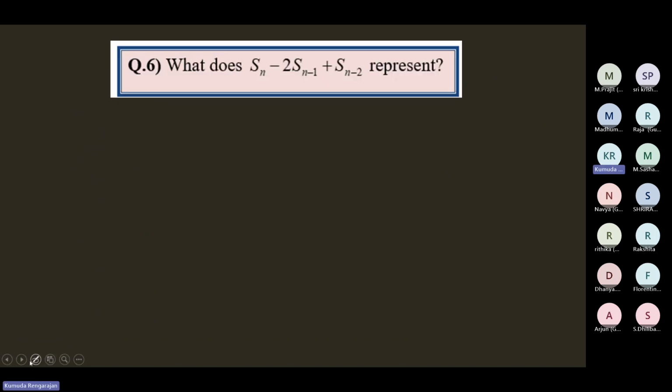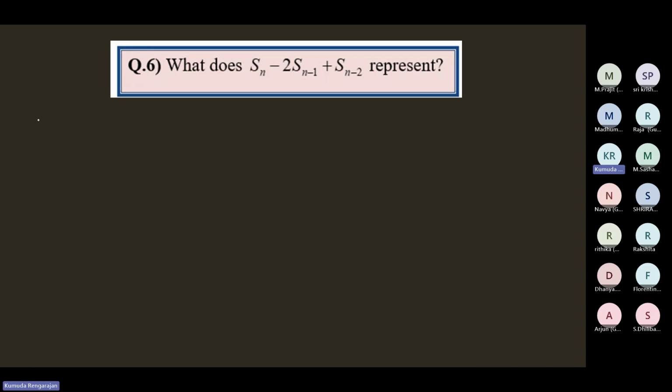Okay. So this is an MCQ question, multiple choice question. You will be given some options. I haven't given you the options here. So what does this expression represent? What does this expression represent?